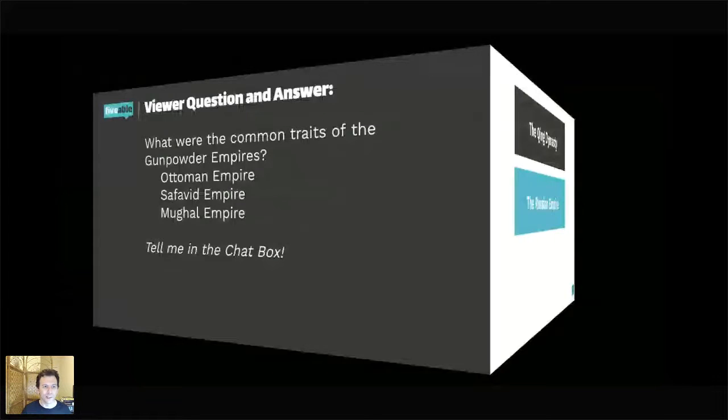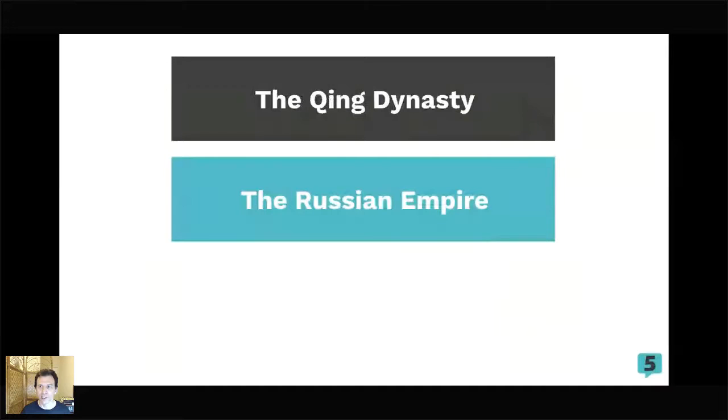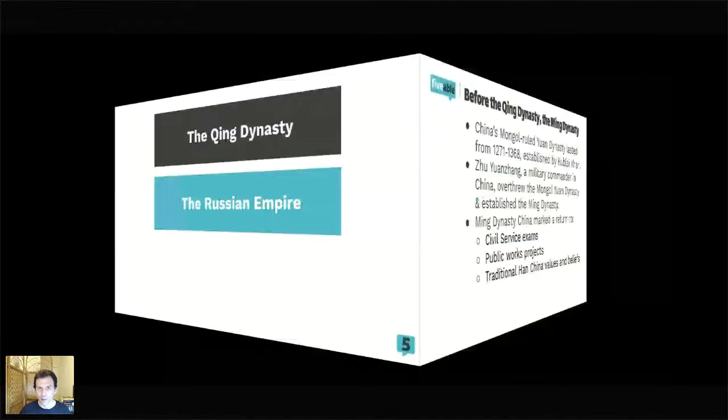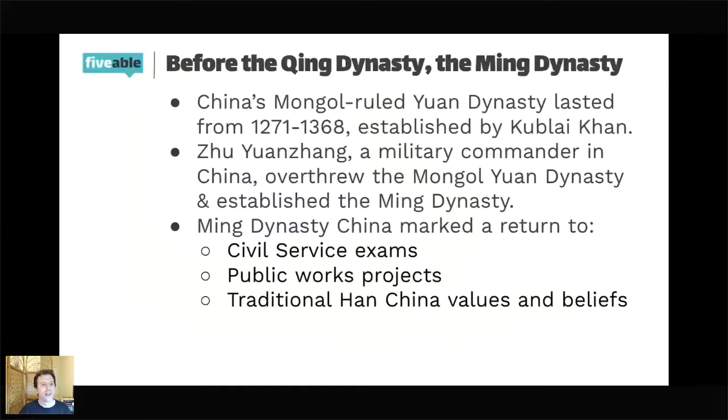Now, we're going to be going into two additional empires that are part of expanding empires. We're going to step away from the gunpowder empires, but these are important for many of the same, similar reasons. We're going to look at the Qing dynasty in China and the Russian Empire and its expansion. So let's begin. We've got to lay a little bit of groundwork before we get going. And by the way, if you have any questions as we're moving through, be sure to go ahead and click the ask a question and we'll circle back to all these at the end.